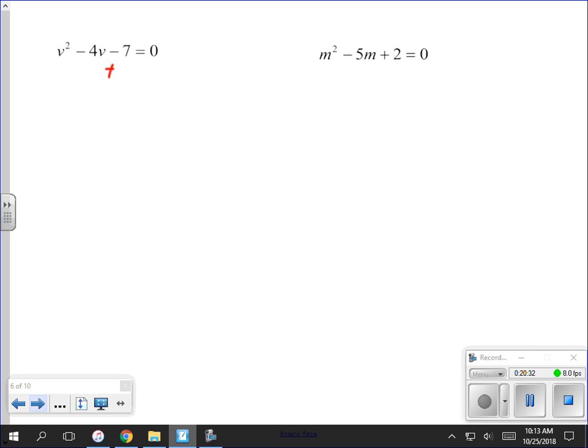So my first step, this is what you should have done. Add 7 to both sides. And I get v squared minus 4v blank equals 7. Okay, fill in the blank. So I take half of -4 and I square it. What do I get? What goes in the blank?